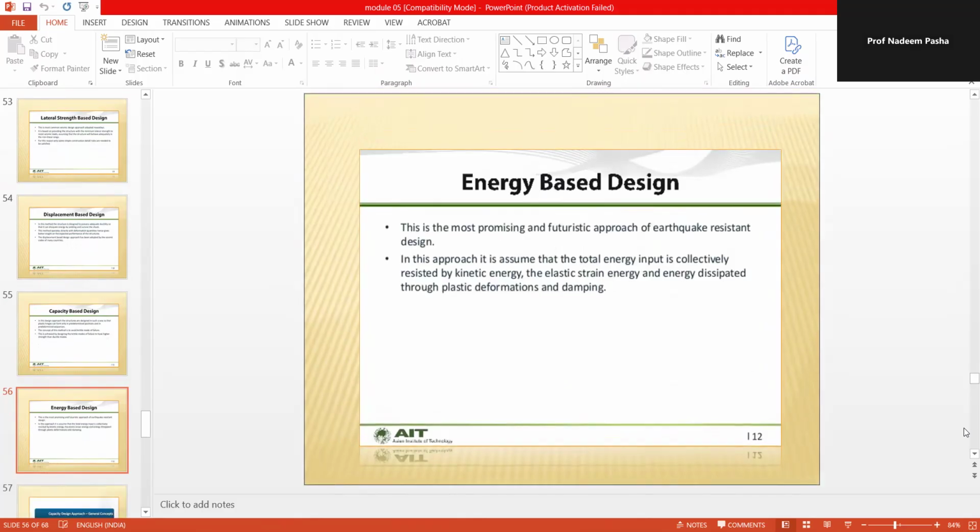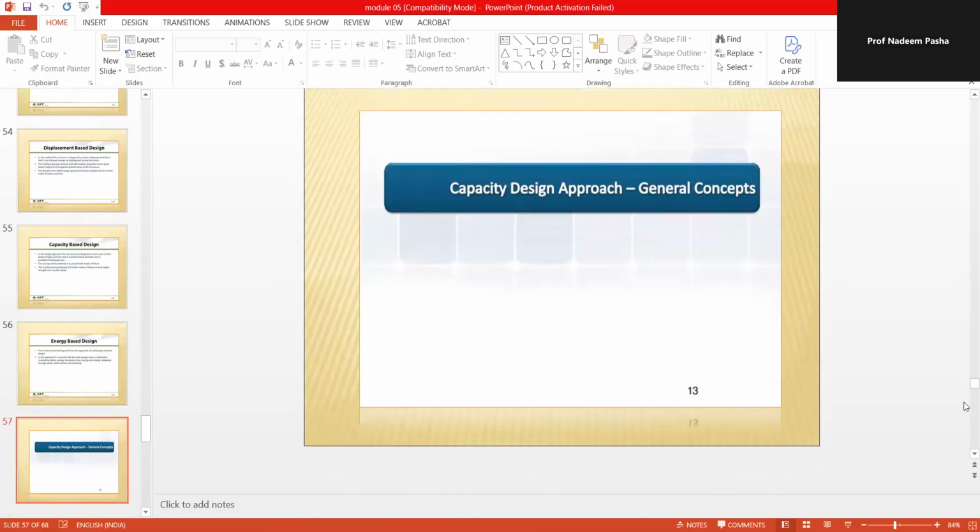Energy-based design. This is the most promising and futuristic approach of earthquake design. In this approach, it is assumed that the total energy input is collectively registered by kinetic energy, the elastic strain energy, and energy dissipated through plastic deformation and damping.